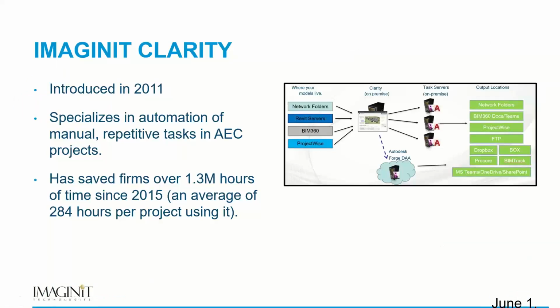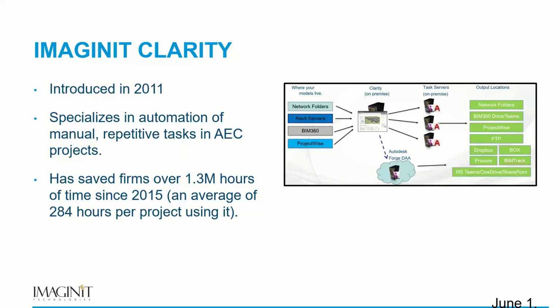So just to talk about IMAGINiT Clarity by itself for a moment, the existing IMAGINiT Clarity product has been around since 2011, and it's really come to specialize in the automation of manual and repetitive tasks for people who use projects, mostly in Revit, but now supporting some AutoCAD tasks as well. And we really pride ourselves on the idea that we're saving you time. If we can take that 20-minute PDF printing task off of your plate and have it run in the middle of the night or in the background, we've saved you that 20 minutes. Since about 2015, when we started keeping track, we have saved all of our customers over 1.3 million hours of time.